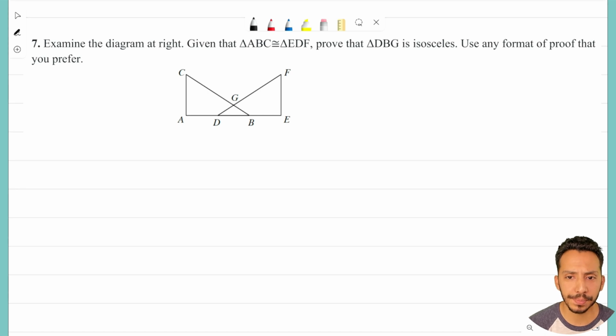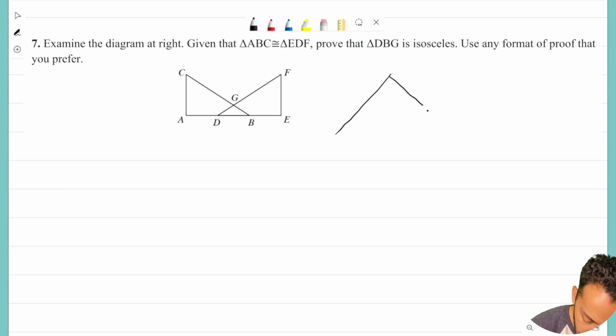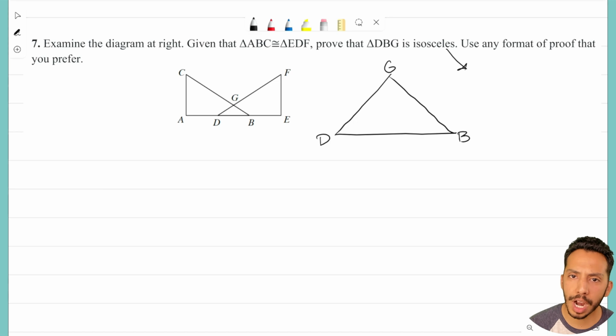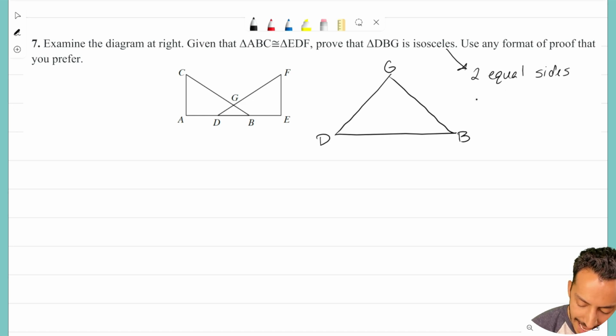We're trying to show that the little triangle inside here, triangle DBG, is an isosceles triangle. We might have to think back real quick. Let me draw that triangle enlarged over here so we can visualize what we're talking about. This is DBG. We want to show that it's isosceles. Well, what does it mean to be an isosceles triangle? That might be important to us. In isosceles triangles, there are 2 equal sides and 2 equal angles.